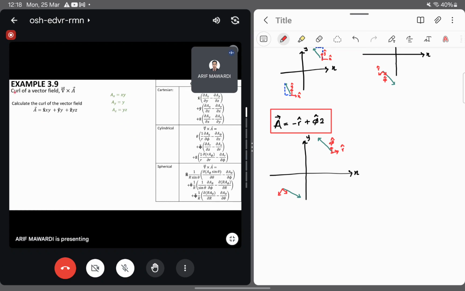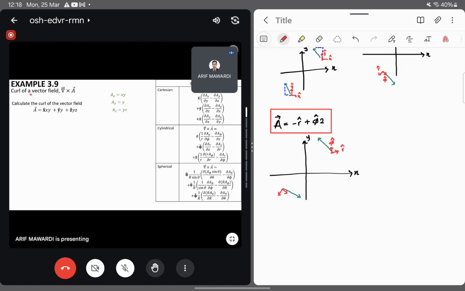Now the last operation is called the curl. So curl also only acts on a vector field. So you can only calculate the curl on a vector field. The curl of a vector field is denoted like this: the del operator cross with your vector field.